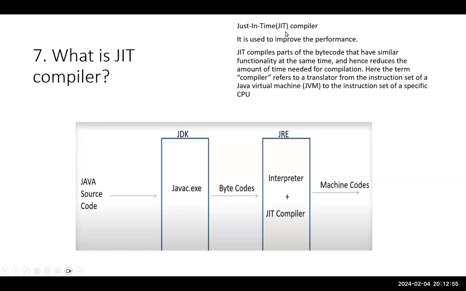The compiler compiles the parts of bytecode that have similar functionality at the same time, and it will never compile that functionality again. Hence it reduces the amount of time needed for compilation. So that's why it increases our speed.